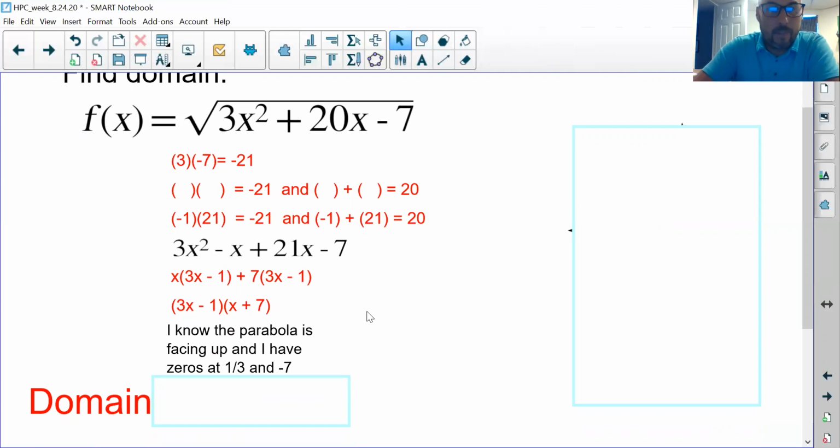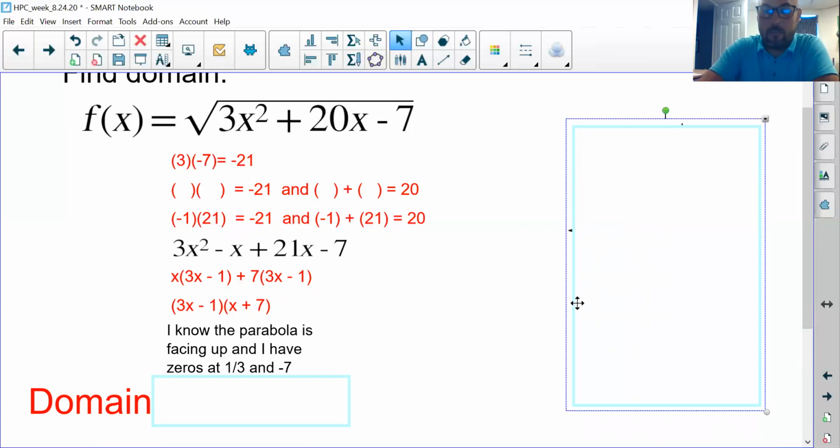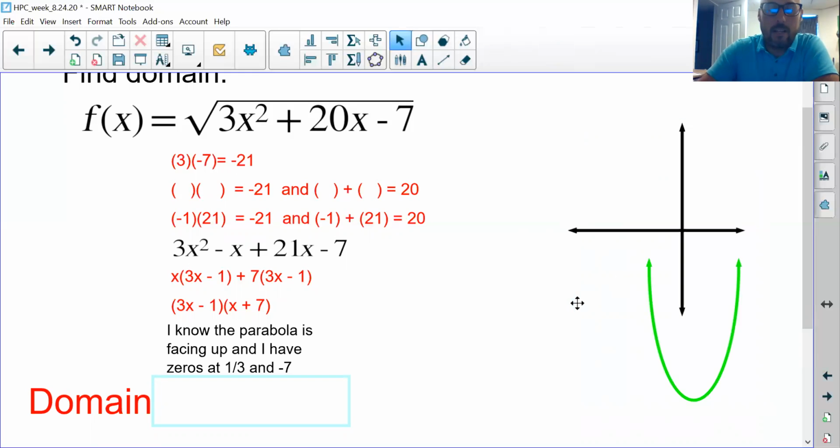That's a parabola. I know it's a parabola. I know it's facing up because the a value is positive, and the zeros are at 1/3 and -7. So imagine in your head a parabola that's shooting through -7 and through 1/3. What x values will produce positive y values in that situation? And if it helps, sketch a graph. That's totally legal. You're still doing it algebraically. If you sketch a graph to help you, that's totally fine.